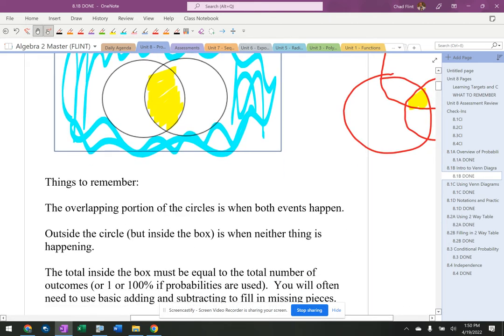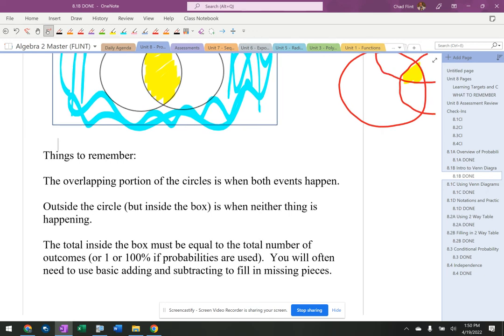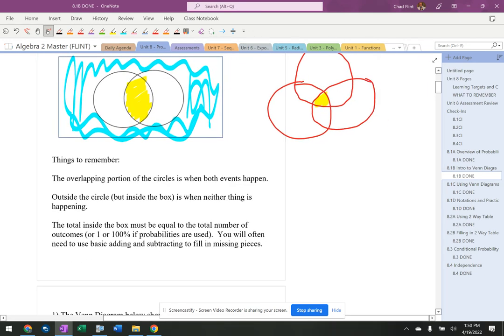And then the big thing is you'll eventually have to fill stuff in these tables. Inside the box, the total has to be equal to how many total things are in the sample space, or if it's in terms of probability, it has to add up to 1 or it has to add up to 100%. All right, so those are things to keep in mind. These are really easy to deal with when the numbers are all in there, and in this file, the numbers are all going to be in there.